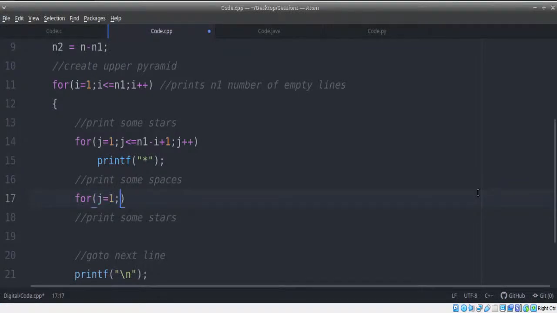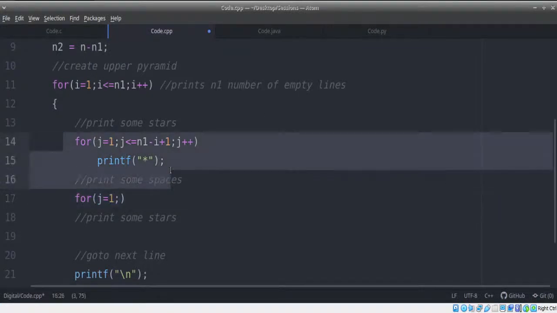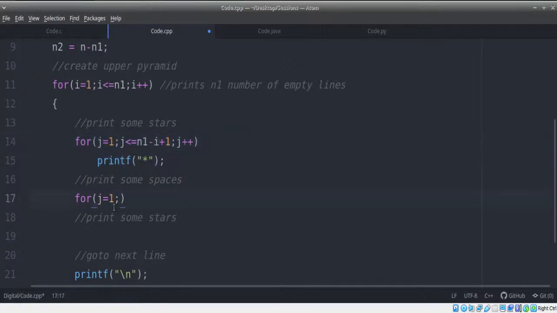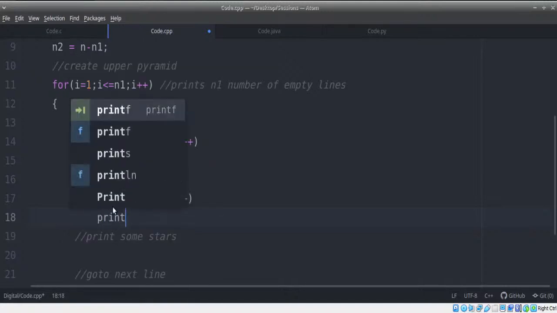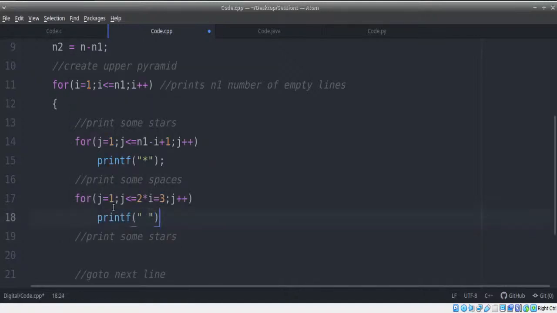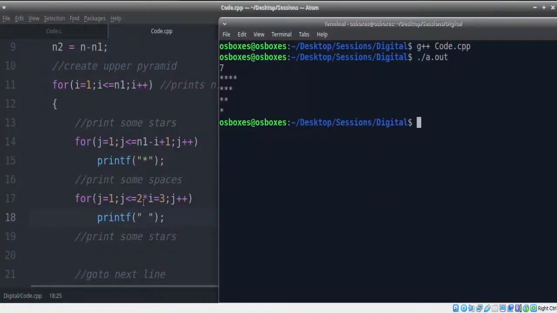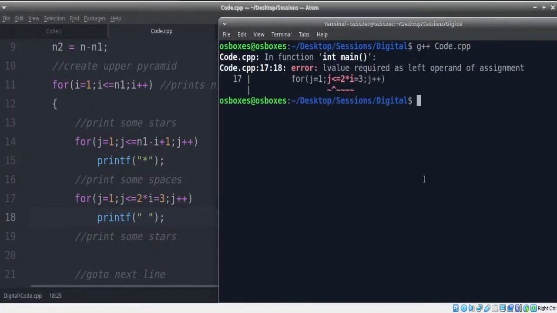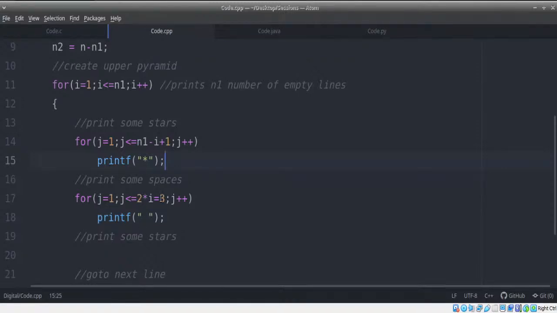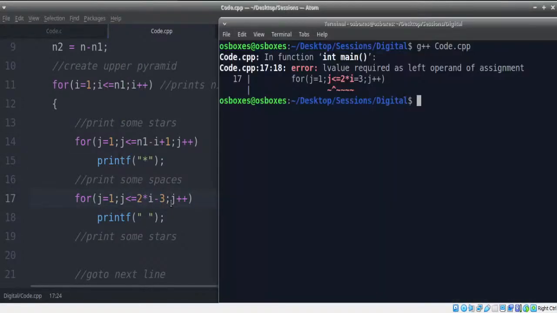For j equals 1, I can use j again because we have just finished using j here. There's no problem in using the same variable once more because that loop is already finished. For j equals 1, j less than or equal to 2 times I minus 3, this is how many times we have to repeat, and we're going to use j plus plus. And we're just going to print a space. Now the problem here is we can't see the space in output. Even when we compile and try, hold on guys, something is wrong. Sorry, it is minus. Alright.